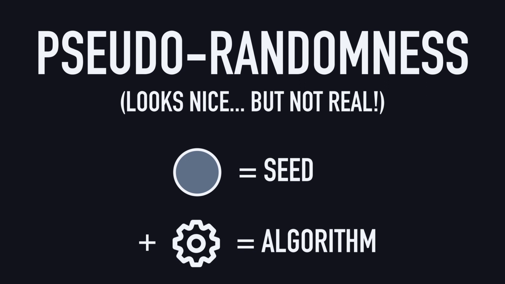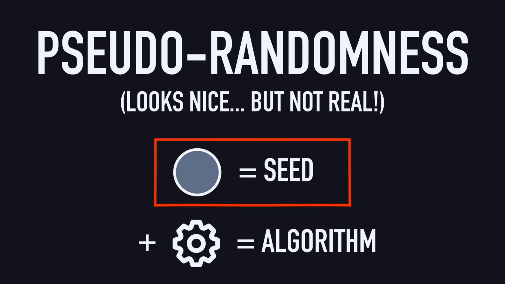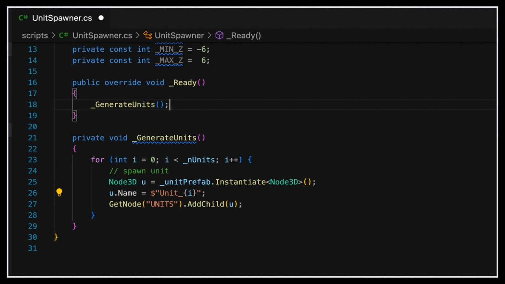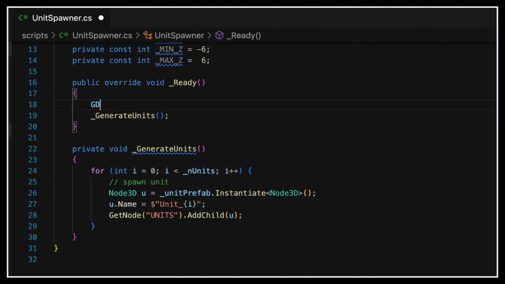And since most of the time you can't really change this algorithm, the only solution to really get different results each time is to use a different seed. This is what Godot's gd.randomize function does. The idea is to call it just once at the beginning of our game, so typically here in our unit spawner's ready function, to set a new starting point for the pseudo-random number generator, a new seed.